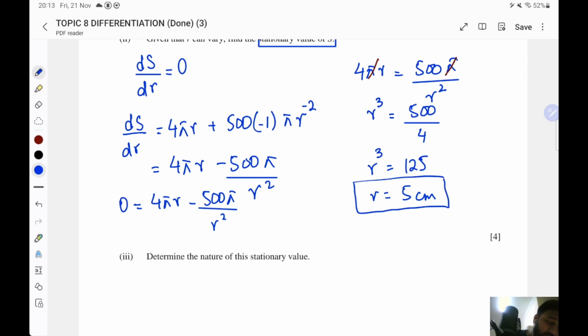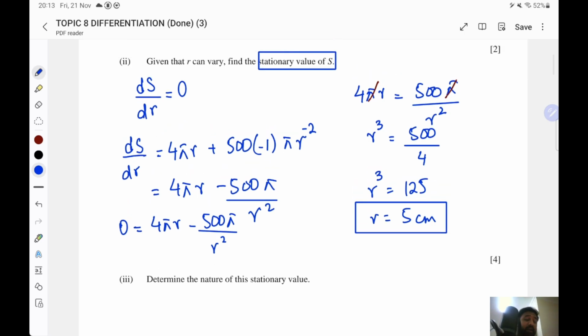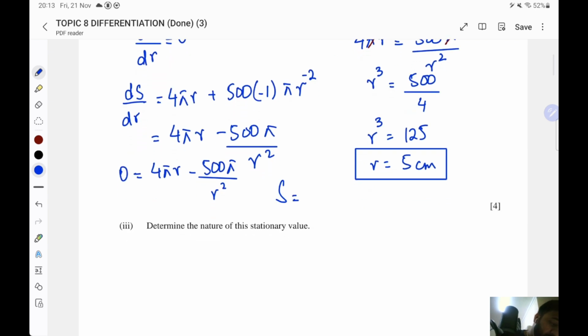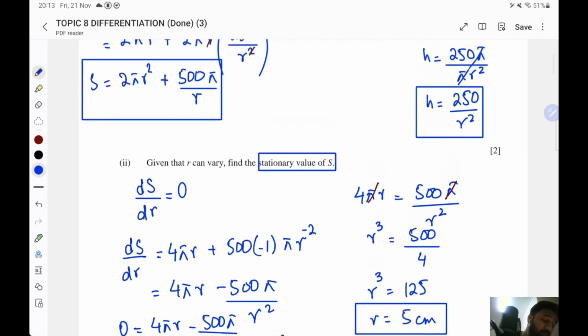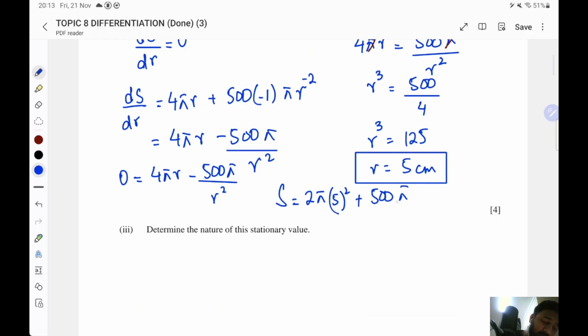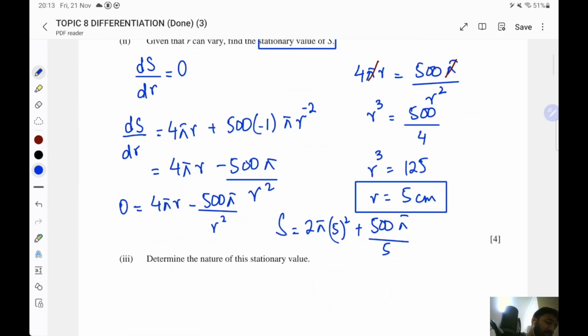Now we have the value of r, but remember, we need to find the value of S. We already have the formula for S above, which is S equals 2 pi r squared, which is 5 squared, plus 500 pi divided by 5. If I simplify, this is going to be 50 pi plus 100 pi, which is 150 pi. I can write it in decimals, but I'll write 150 pi centimeters squared.